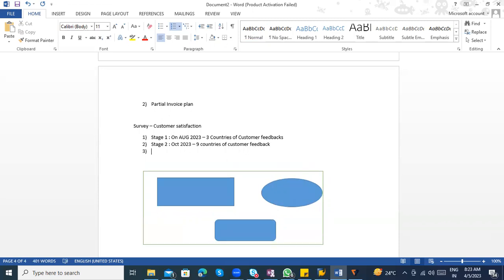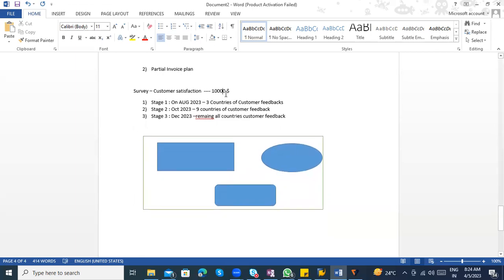Then stage three, they will send all the remaining countries' customer feedback by December 31st, 2023. So this is my agreement. For this customer satisfaction survey, they are paying, let's say, $10,000. This is the agreement.